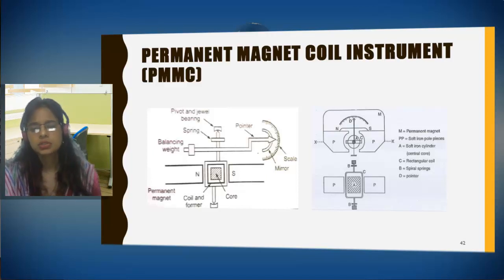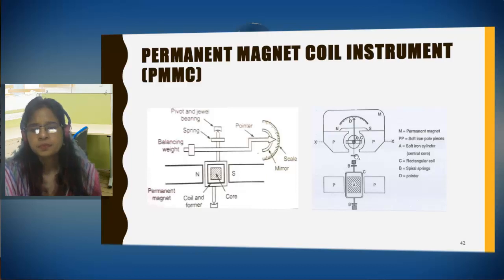Now how does it work? What happens, this is a magnetic field, right? North pole and south pole. Whenever north pole and south pole is there there will definitely be some magnetic field, right? See, this is pole, this is the coil, and this is the former upon which the coil is placed. So this magnetic field will be there between the two poles of the magnet.